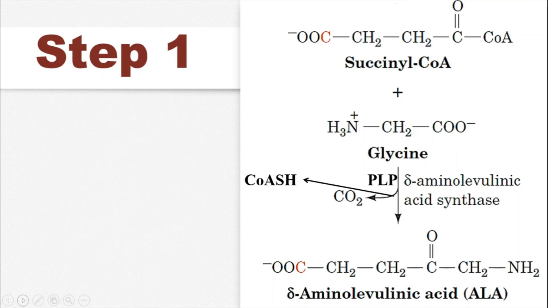In step 1 we need succinyl-CoA and glycine. Succinyl-CoA and glycine, in presence of delta aminolevulinic acid synthase, convert into delta aminolevulinic acid or ALA. ALA means aminolevulinic acid. The delta word is not there in the abbreviation.